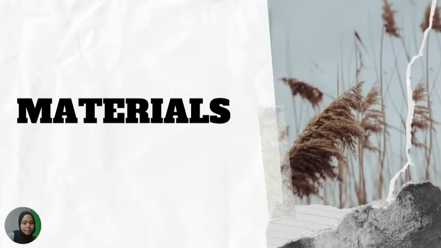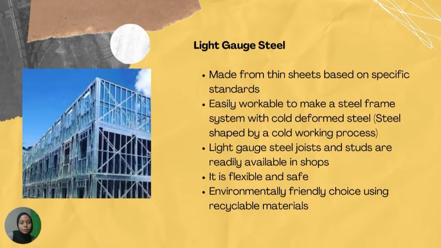Next, I will explain about the material. The steel materials usually used in construction: first is light gauge steel. It is made from thin sheet based on specific standards, easily workable to make a steel frame system with good deformed steel. The steel is shaped by a good working process. Light gauge steel joists and studs are readily available in shops. It is flexible and safe, and also an environmentally friendly choice using recyclable materials.